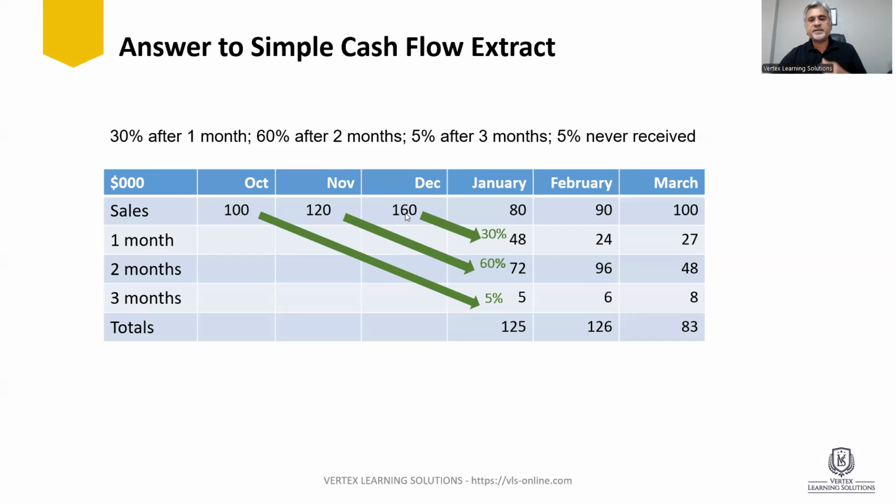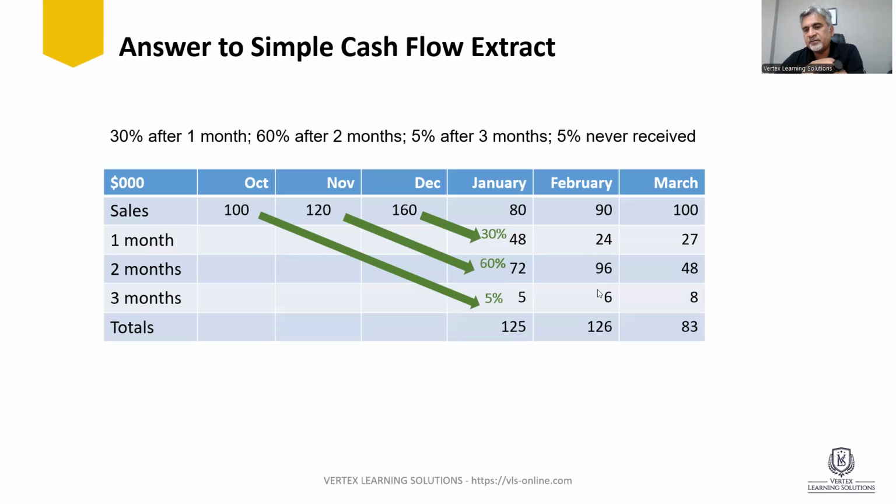So if you see December, you receive 30% here, okay? And then this comes in January. So the January cash flow will be 48, 72, and 5. It makes 125. So 125 is the total of these three numbers. Forget about 80. This is not the cash flow. This is the sales. Okay.